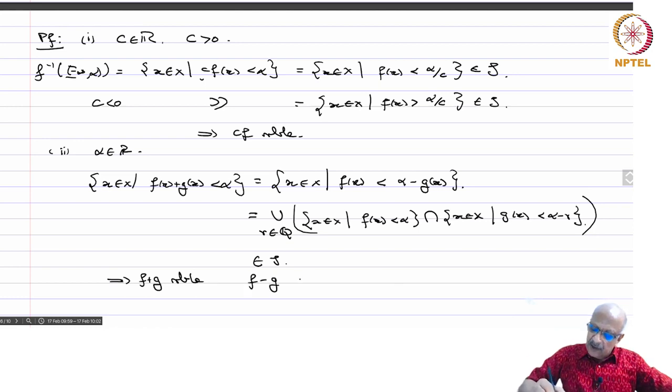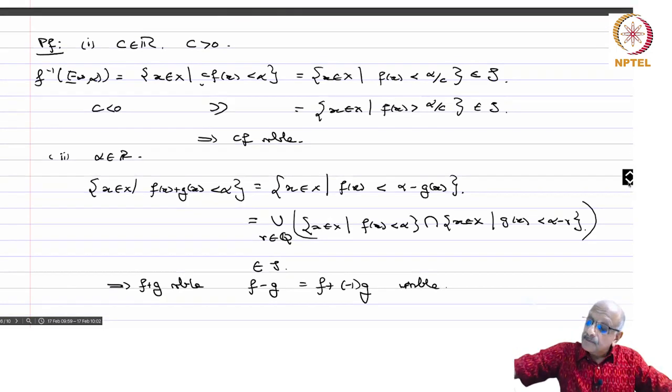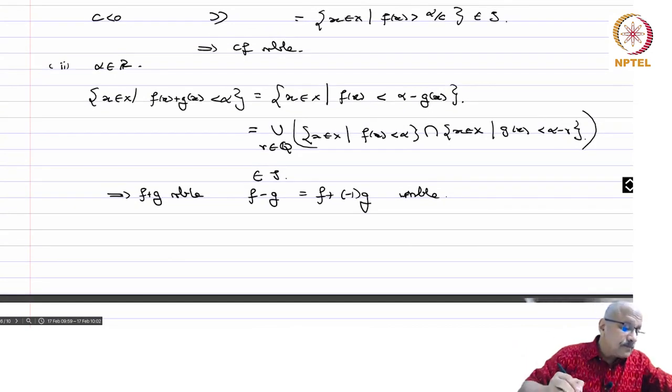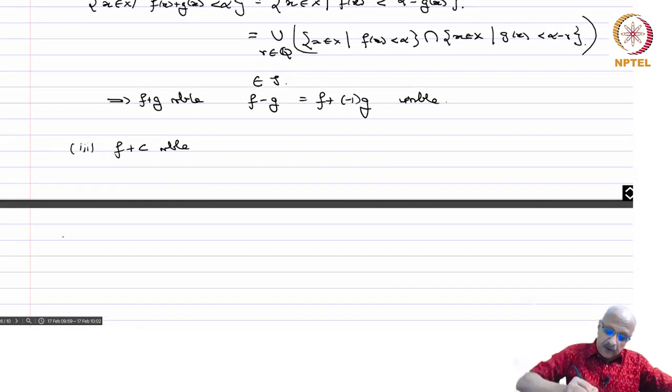f minus g is nothing but f plus minus 1 times g. f is measurable, minus 1 times g is measurable by the first argument, and therefore this is measurable. Then 3, f plus c is measurable, because constant functions are measurable, f is measurable, and the sum of measurable functions is measurable, which we have already proved. So finally we want to prove the product.